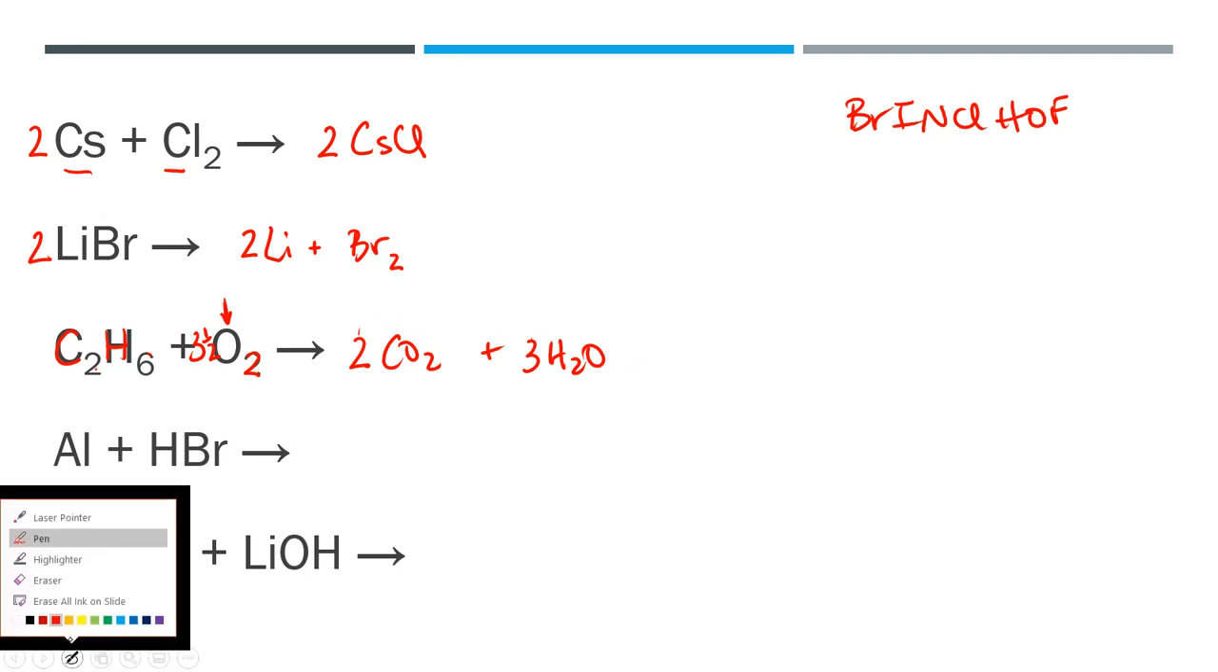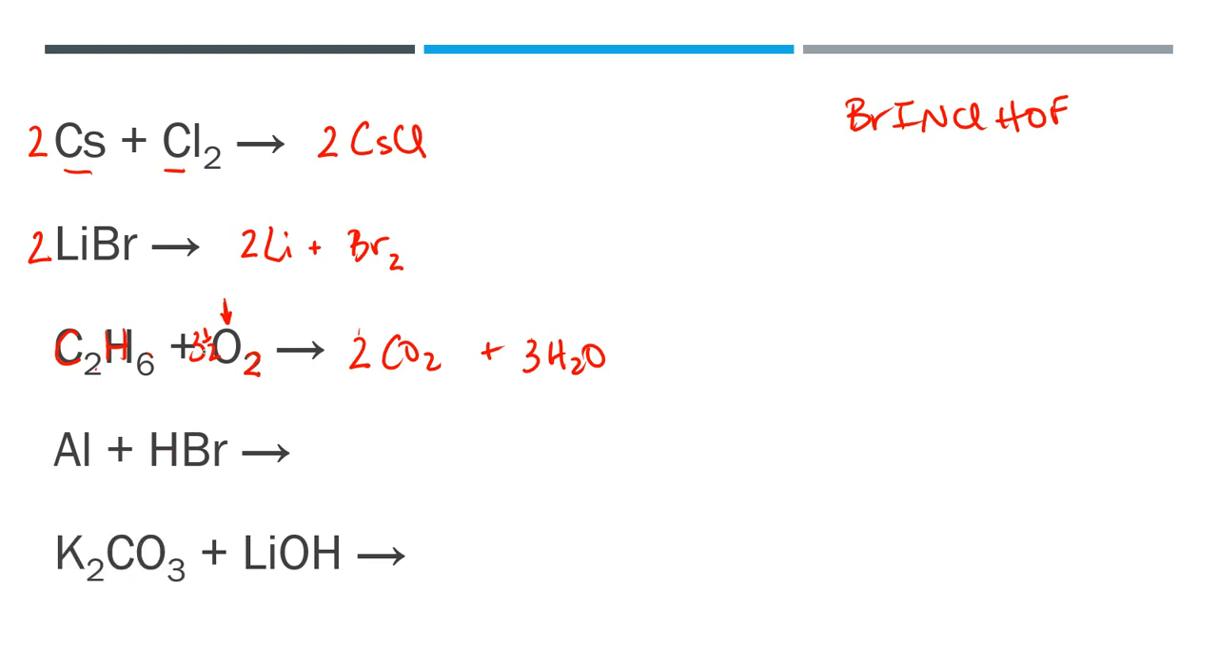So what we're going to do is just double everything. So instead of 1 C2H6, I'm going to have 2. Instead of 3.5, we're going to have 7. Instead of 2, we're going to have 4. And instead of 3, we're going to have 6. 2, 7, 4, 6 is the balanced combustion reaction.